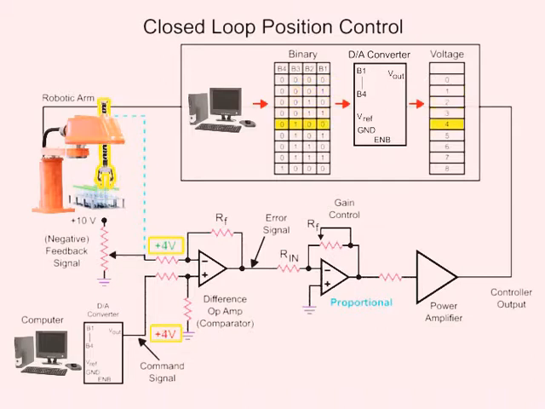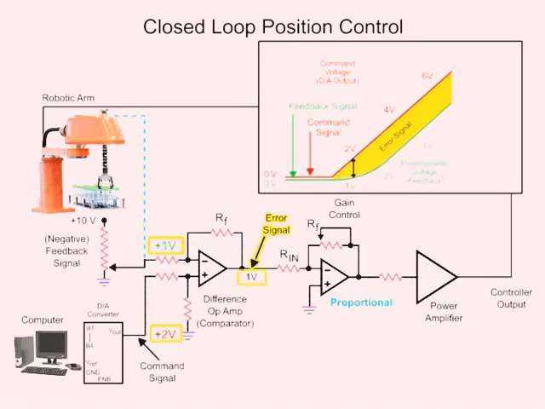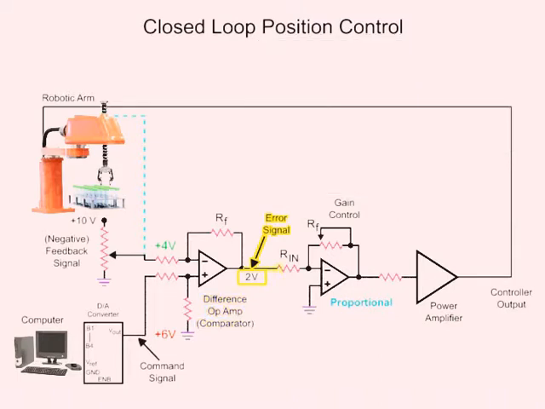The binary value is then converted to an analog voltage by the digital to analog converter that indicates the position that the arm is required to move. In this system, there is not an immediate response by the robotic arm and the command signal. The delay of the arm and feedback signal creates a positive error signal voltage at the output of the difference op-amp. The error signal is inverted by the proportional difference op-amp to a negative voltage.